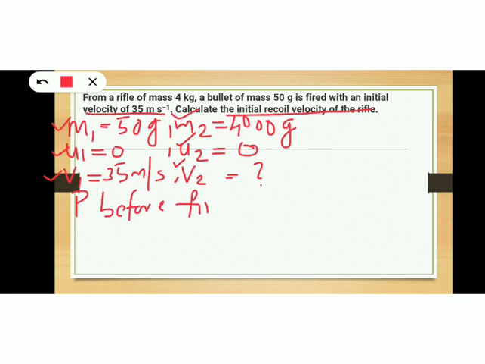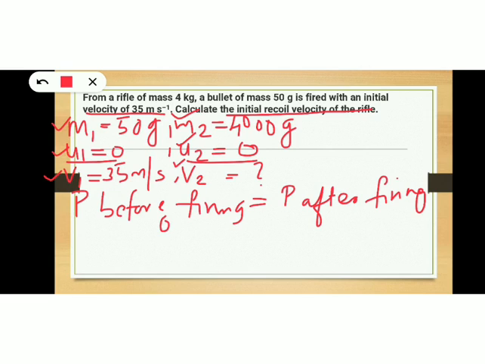Okay, momentum before firing is equal to momentum after firing. So how will you find out the momentum before firing? Momentum before firing will be 0, because before firing, the velocity of both rifle and bullet is 0. So the momentum before firing will be 0. And what is the momentum after firing?